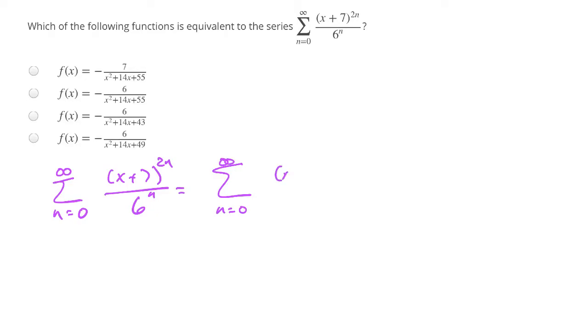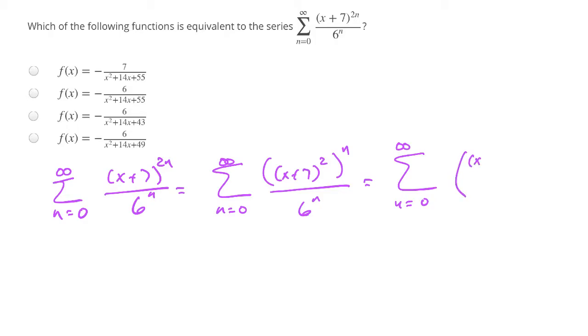I can write this as x plus 7 squared, and that raised to the n power, and then I have 6 to the n power. Well, if I continue to combine those, n equals 0 up to infinity, of my x plus 7 squared over 6, I raise that to the n power.